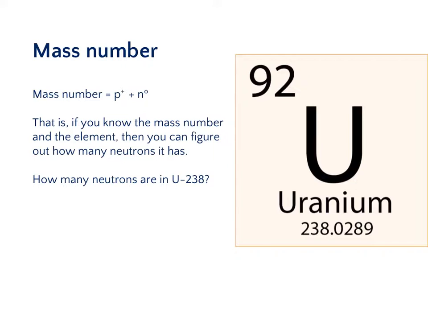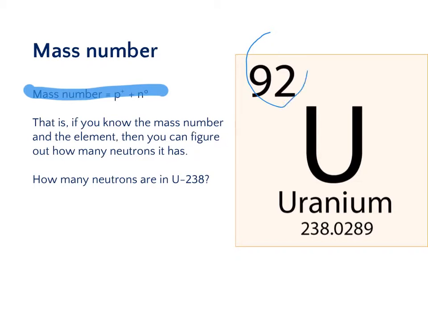And this mass number tells us some information. It tells us something because the number of protons plus the number of neutrons is equal to the mass number. So if I know the mass number and the element it's made of, I can tell you how many neutrons are in that atom. So let's take, for example, here, uranium.